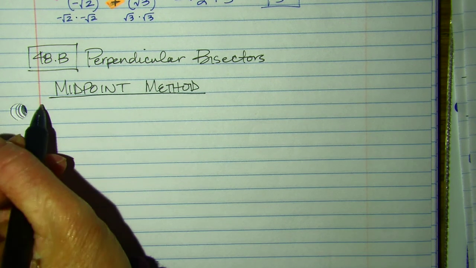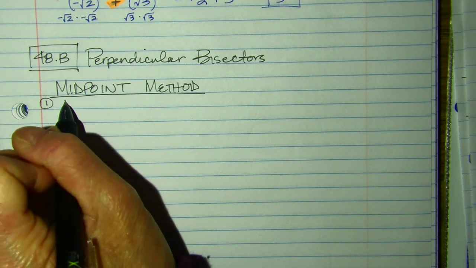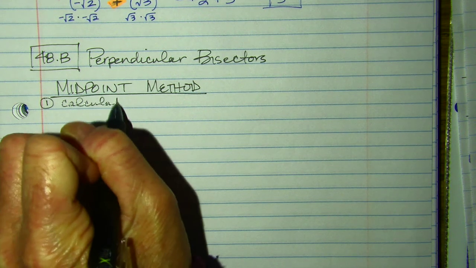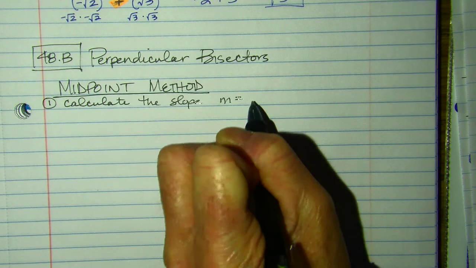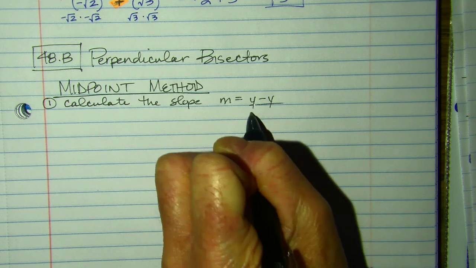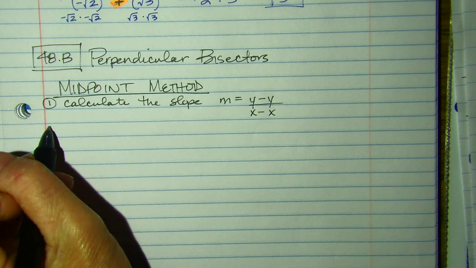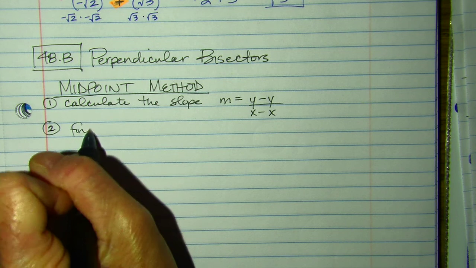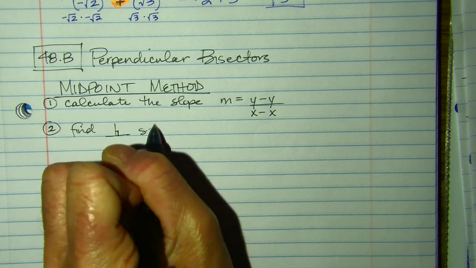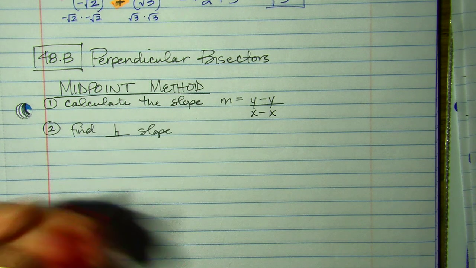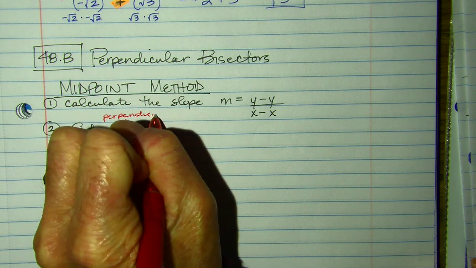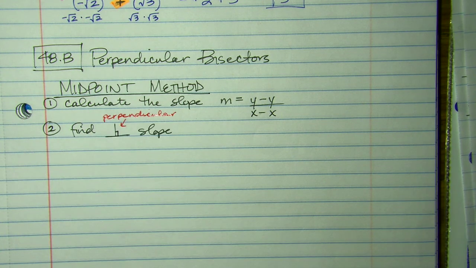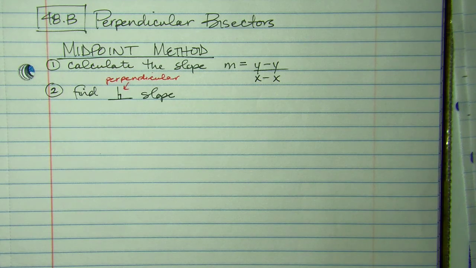So the midpoint method means that I'm first going to calculate the slope. Hopefully I don't need to review, but I will. Slope is the difference in your y's divided by the difference in your x's. Two is I'm going to find the perpendicular slope. Hopefully you know that this means perpendicular. It's just the symbol because the actual word takes forever to write.